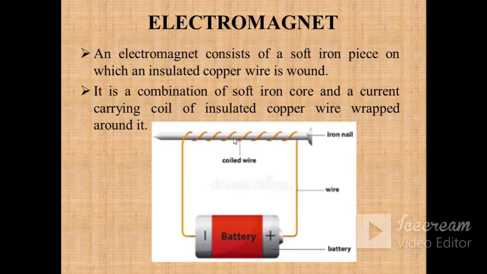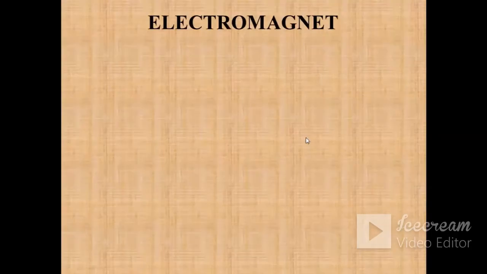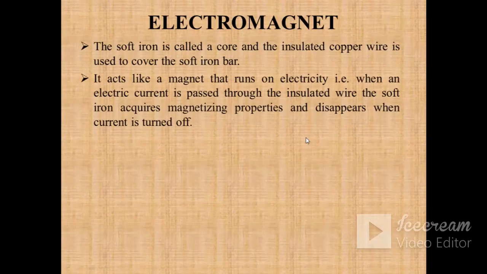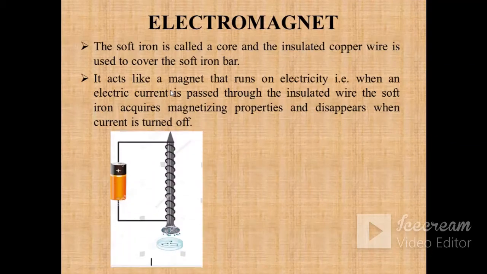Okay, so it is a combination which we have discussed. It is the wire, and the power source, that is a battery. As soon as this power is on, this iron nail will start to behave like a magnet. So it acts like a magnet that runs on electricity, that is, when an electric current is passed through the insulated wire, the soft iron acquires magnetizing properties and disappears when the current is off.